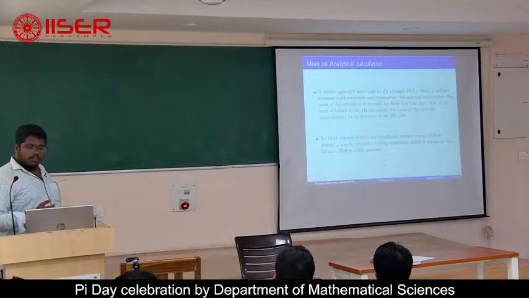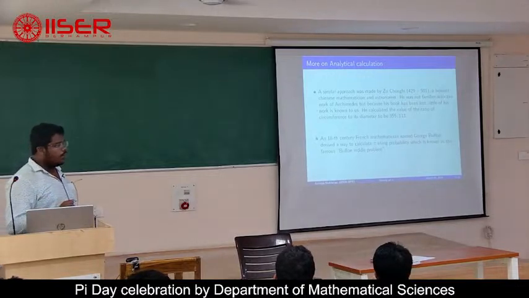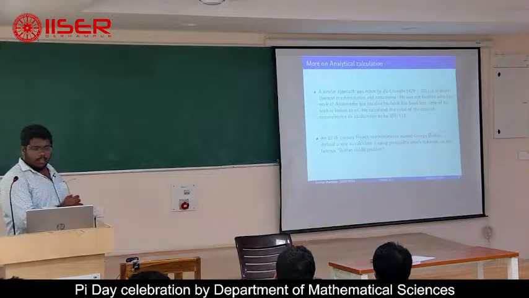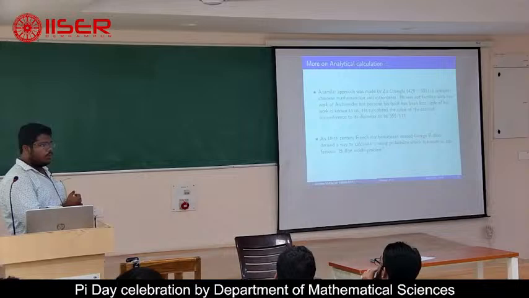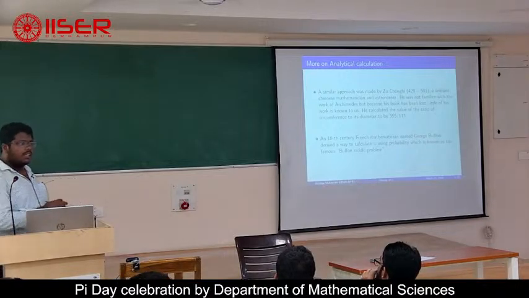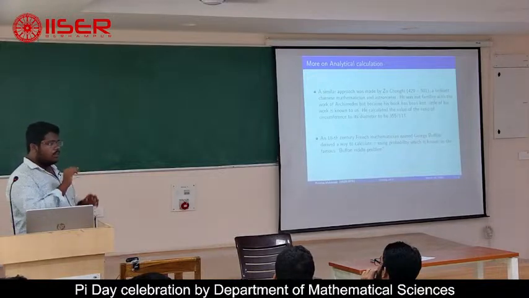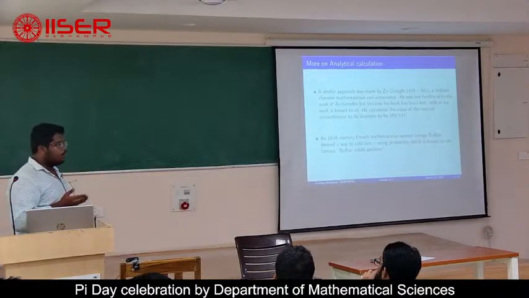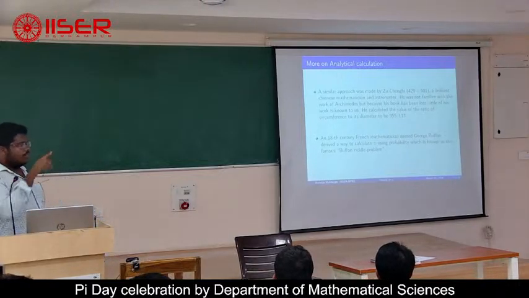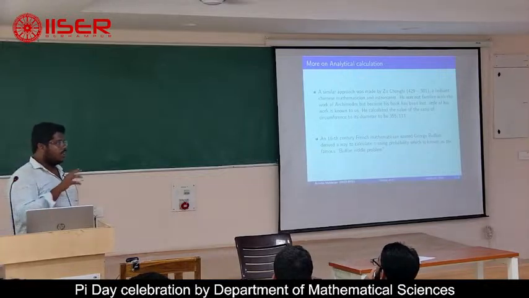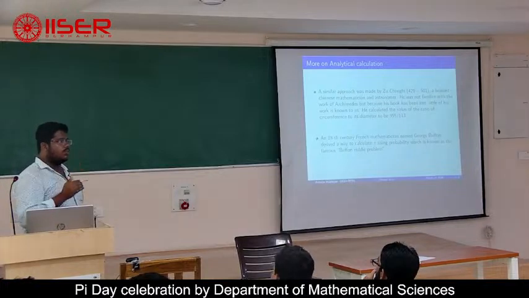A similar approach was made by a Chinese mathematician, Zhu. He was not familiar with the work of Archimedes, and because his book has been lost, little of his work is known to us. He calculated the ratio of the circumference of a circle to its diameter to be 355 by 113. That is one of the definitions of pi, a universal constant for a circle: the ratio of the circumference to its diameter.